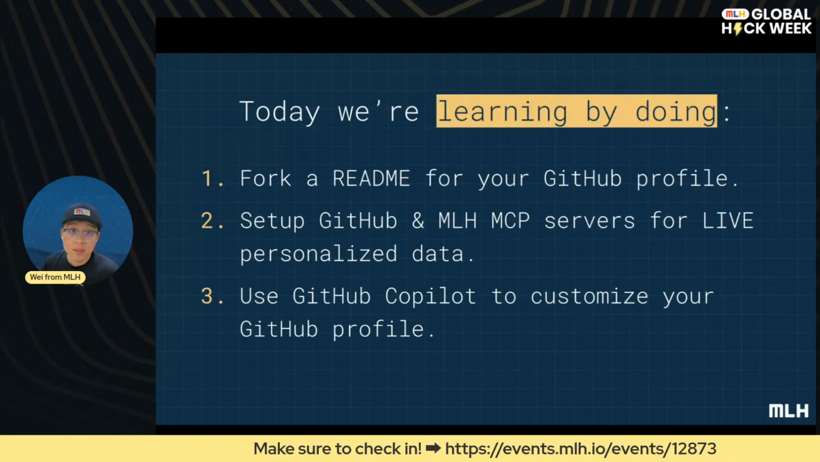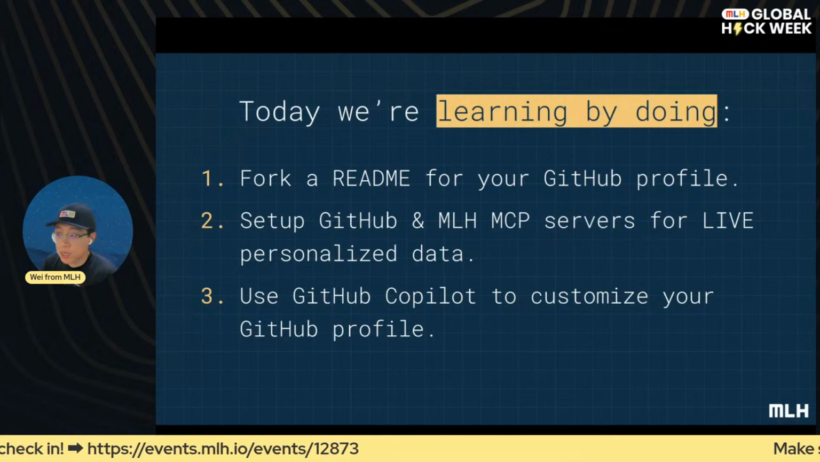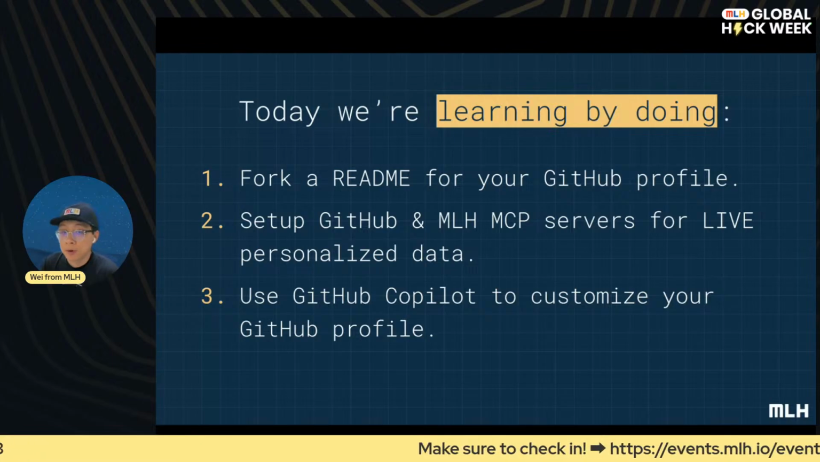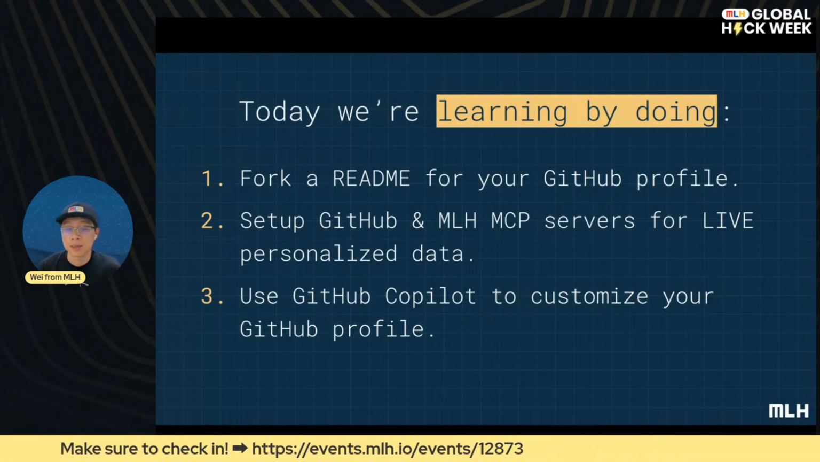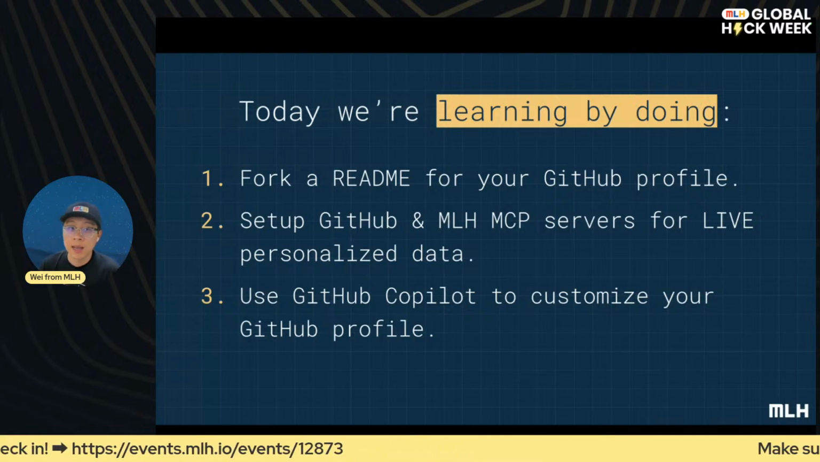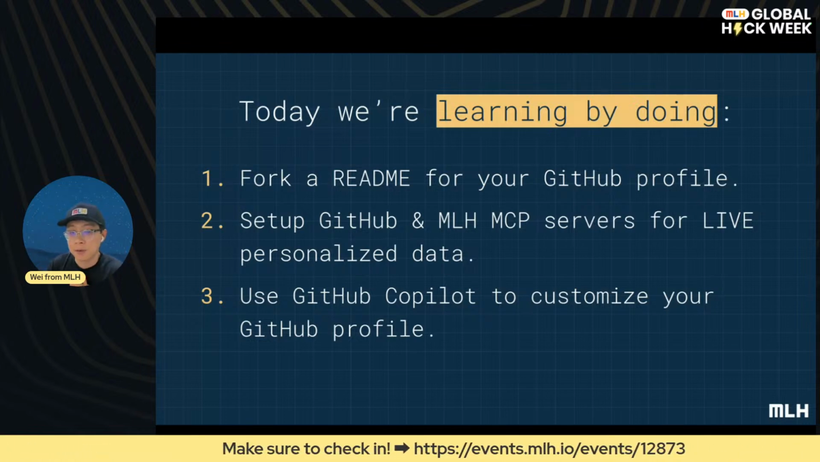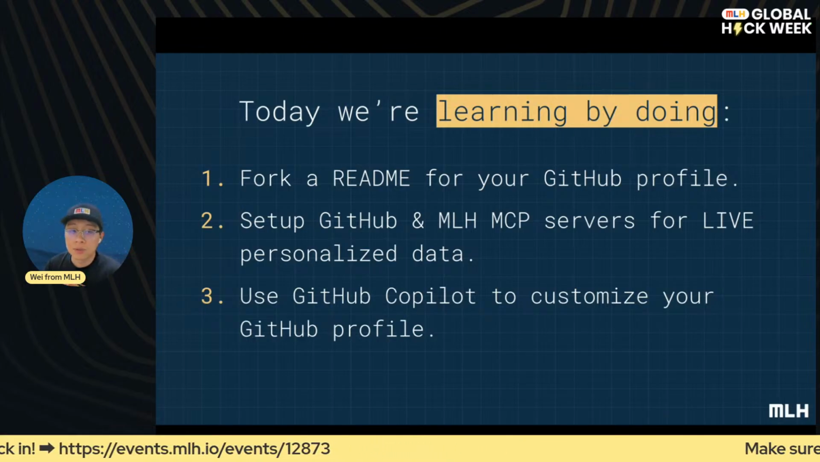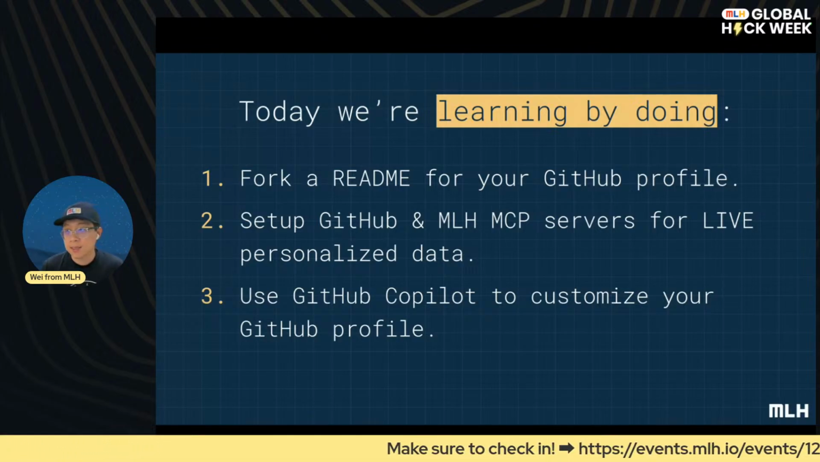So today we're going to be learning by doing. Here is a quick agenda. We will fork a README for your GitHub profile. We're going to learn what a GitHub profile README is and try to create one for ourselves. We're also going to be setting up GitHub and MyMLH MCP servers for live personalized data to feed into the GitHub Copilot agent to create our README. And lastly, we're going to use GitHub Copilot to enhance our README profile. So that is the quick agenda today.